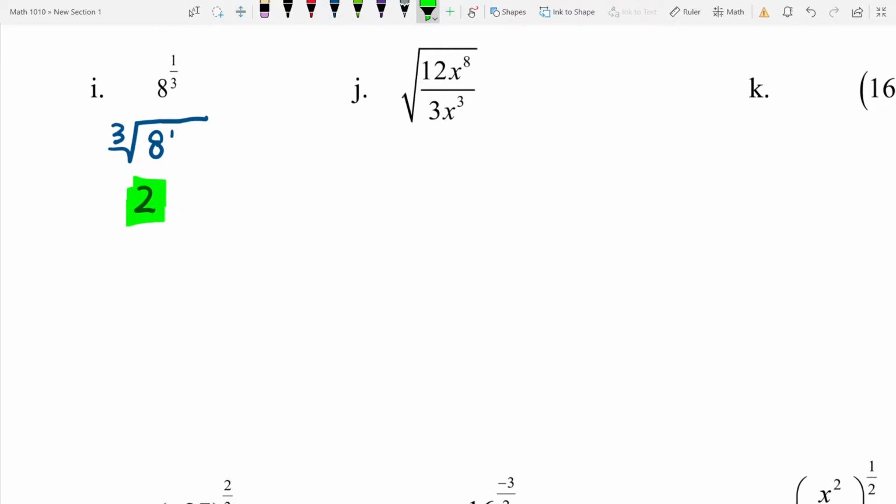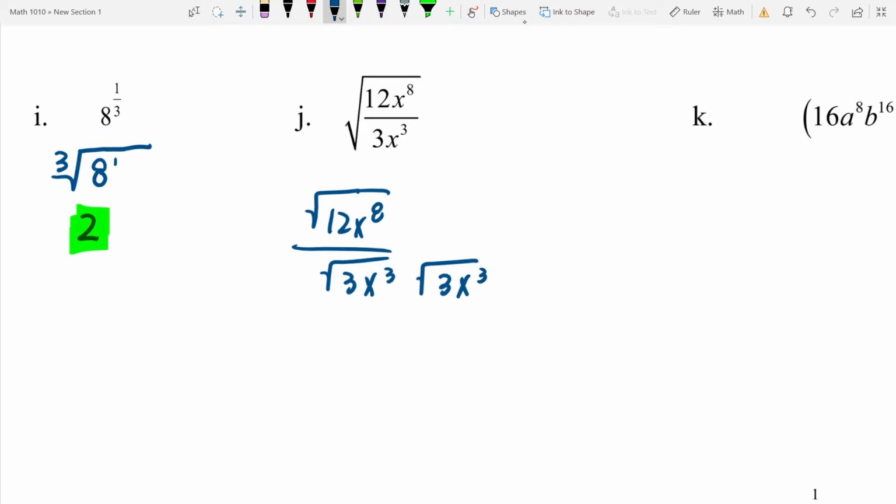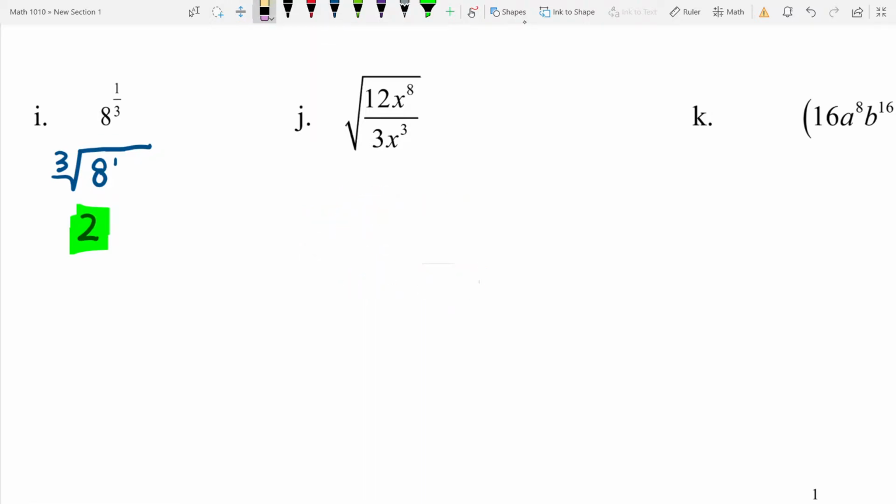Okay? Look at question J. Can anybody tell me what you would do first? What would you do? There's so many. What about this? Everybody look right here for a second. Just watch me for a sec. Look at this. The square root of 12x to the 8th over the square root of 3x to the 3rd. You could simplify those roots and then multiply. You could also multiply top and bottom by 3x to the 3rd and then simplify. Those are all acceptable and perfectly fine. But I think it's not the easiest way.